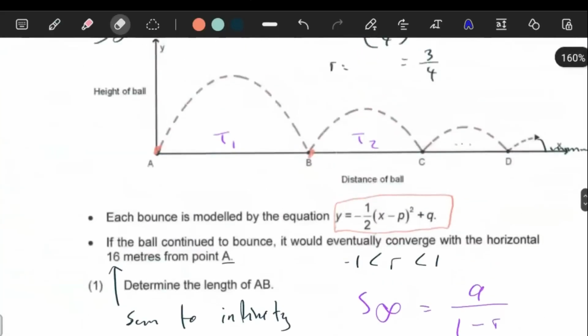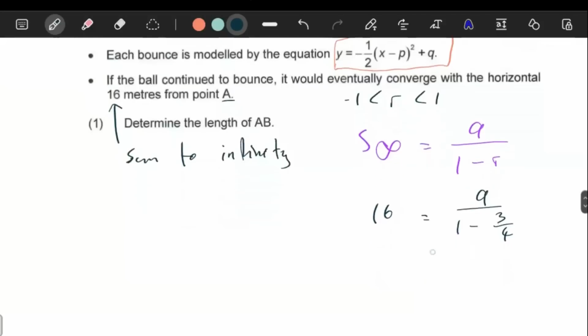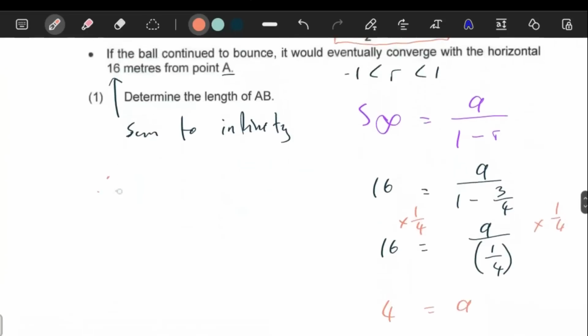Let's work out A. What's the mark allocation? 3. Yeah, as expected, it shouldn't be a lot. So here, the sum to infinity, we said it's 16. A is the length of AB. 3 over 4 is what we have here. 1 minus 3 over 4, that's going to be 1 over 4. So 1 over 4 times the 16 here, you're going to have 4, which is equal to A. So your value of AB is equal to 4.